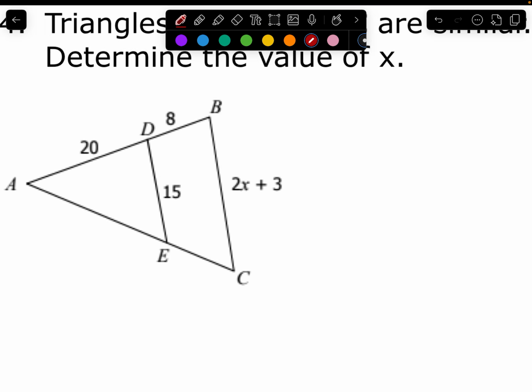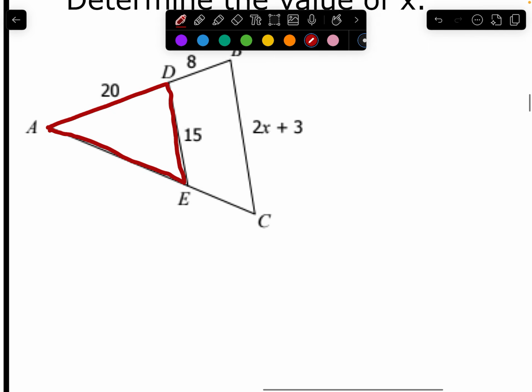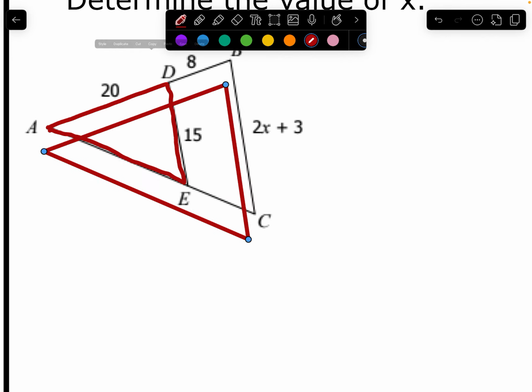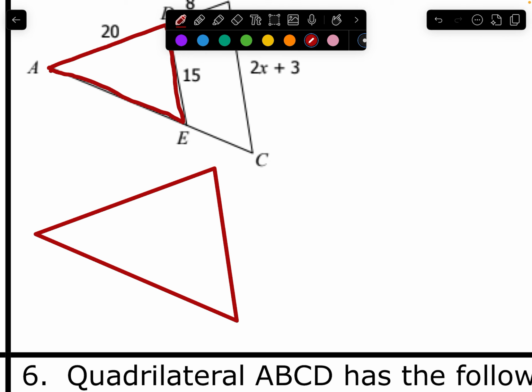Number four, triangle ADE and ABC are similar. Find the value of x. All right, since these triangles are similar, I would personally draw them separately. So we got this guy, and then we got this guy, and those are the two triangles. I'm just going to take the bigger one and put it down here so that we can see it separately. So this would still be A, this would be B, this would be C.